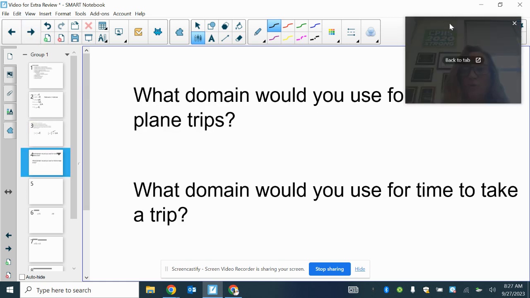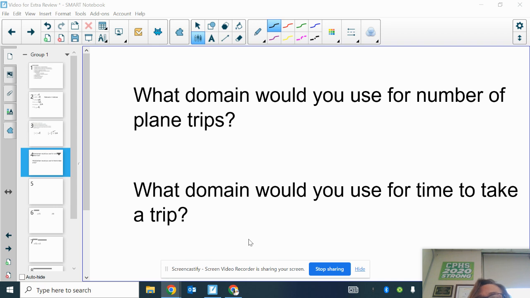Which domain would you use? Now I got to move again. Which domain would you use for the number of plane trips? So how many times have you flown on a plane? I've never flown on a plane, so 0 or 1 or 2 or 3. So I would say whole numbers is good.